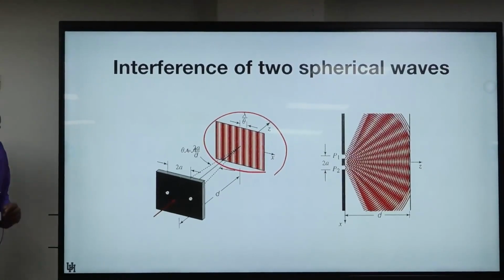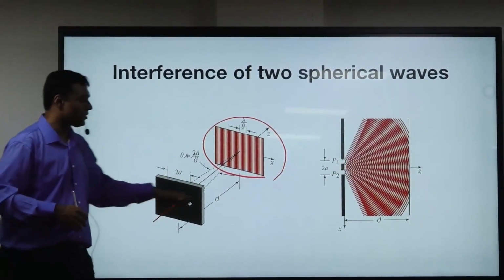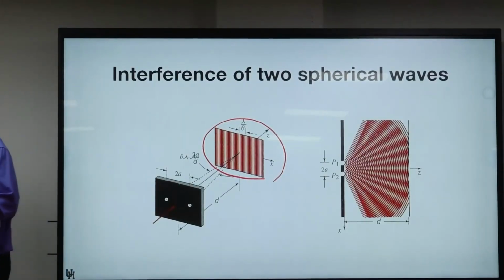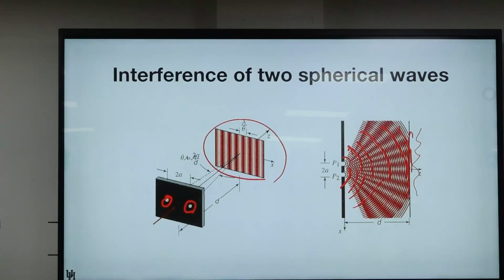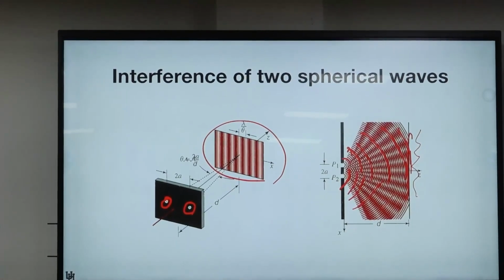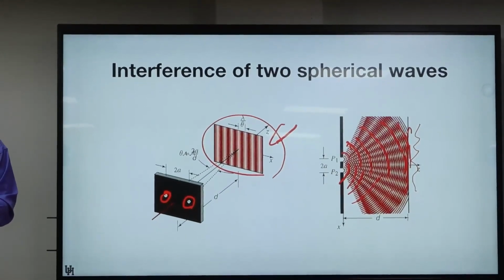And this, in fact, might remind some of you of what's called Young's double slit experiment, where there's one hole here and another hole here. A spherical wave is emitted in all different directions from this one. A spherical wave is emitted here. When they interfere, there is a light and dark, light and dark, light and dark pattern that you will see. This is the interference pattern.